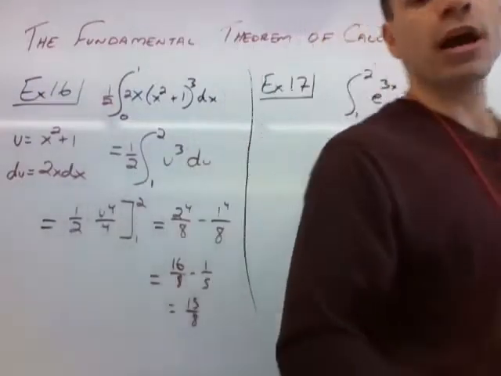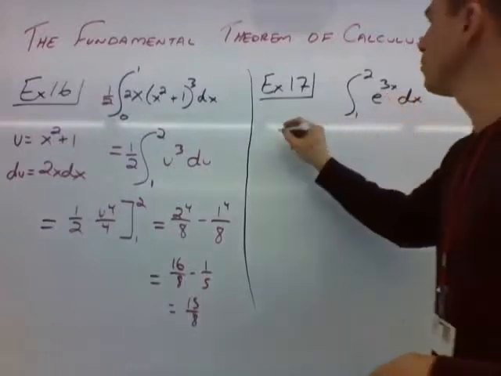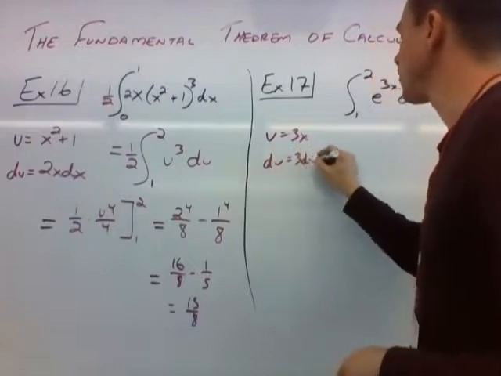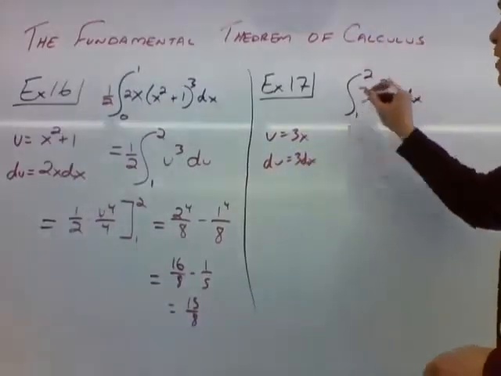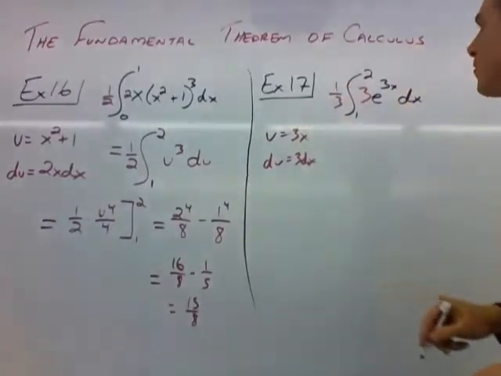For our second problem, our inner function is our exponent of e. So u is going to be equal to 3x, which means du is equal to 3 dx. We have the dx, we don't have the 3, so we're going to put the 3 on the inside and the 1/3 on the outside.